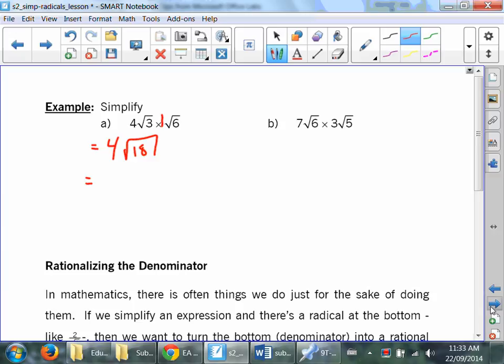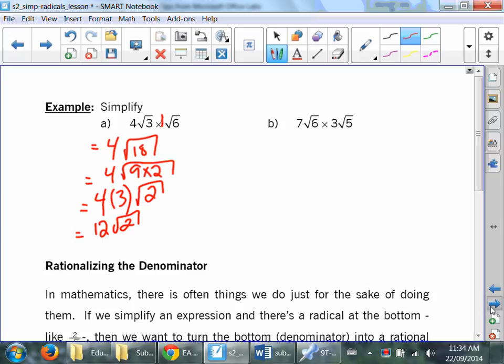Then we have to ask ourselves, what two numbers multiply to 18 where one's a perfect square? Well, it's going to be 9 and 2. So the square root of 9 is 3. Square root of 2 is a square root of 2. So we get 4 times 3 is 12 root 2. So 12 root 2 is the simplified answer when we multiply 4 root 3 times the square root of 6. So like a fraction, we do the multiplication and then we simplify what we get.